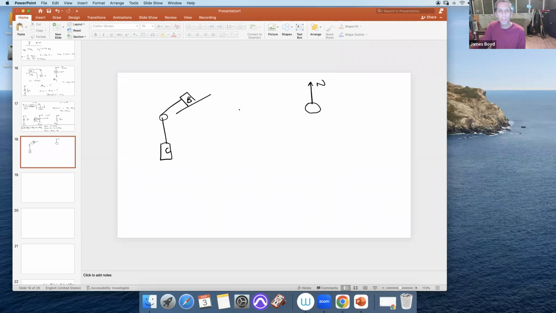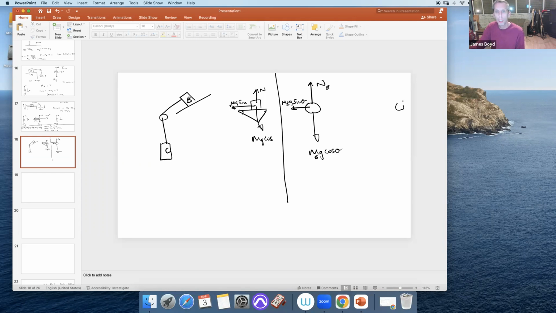I have a normal. Remember, you're going to turn your book on its side and it's going to have a normal. It's going to have mg sine and it's going to have mg cos. All right, mg cosine. This is for the book. Mg sine. Now the cup looks like the following. It has a tension upward. It has mass of the cup times g.